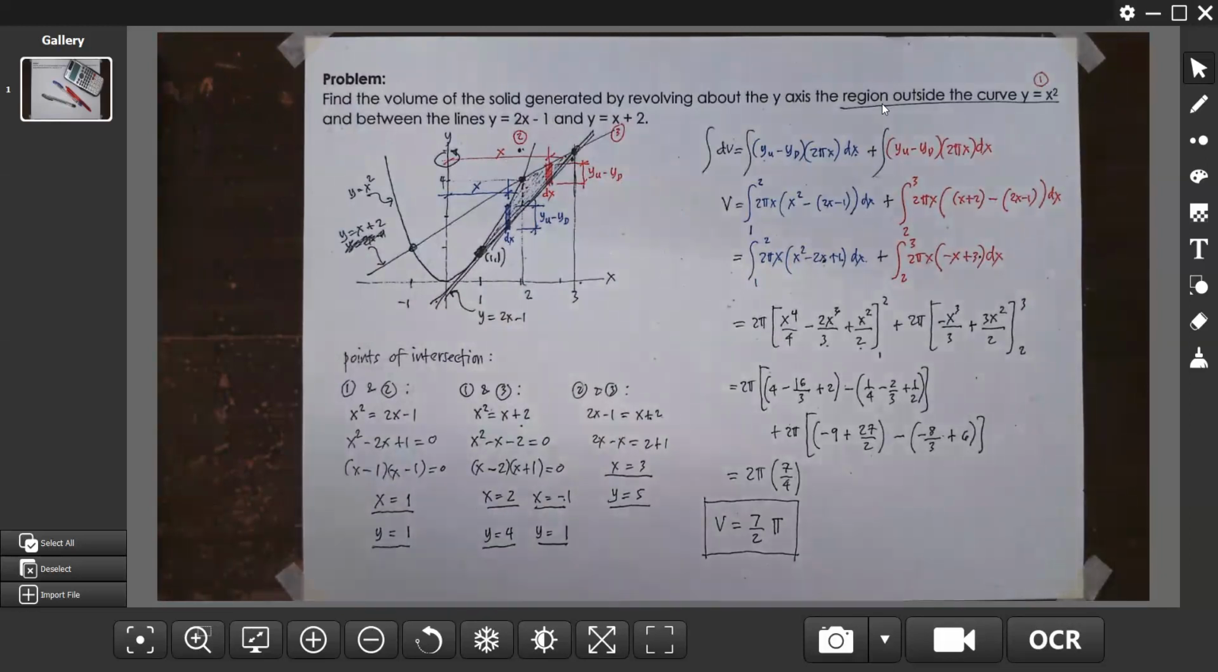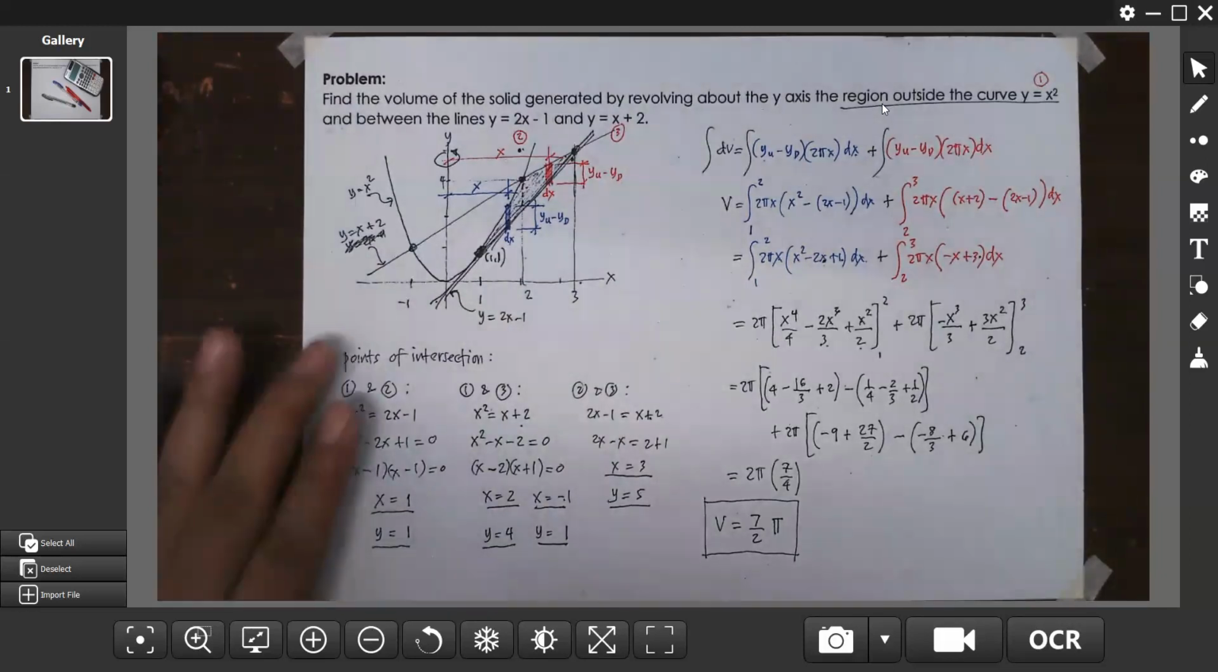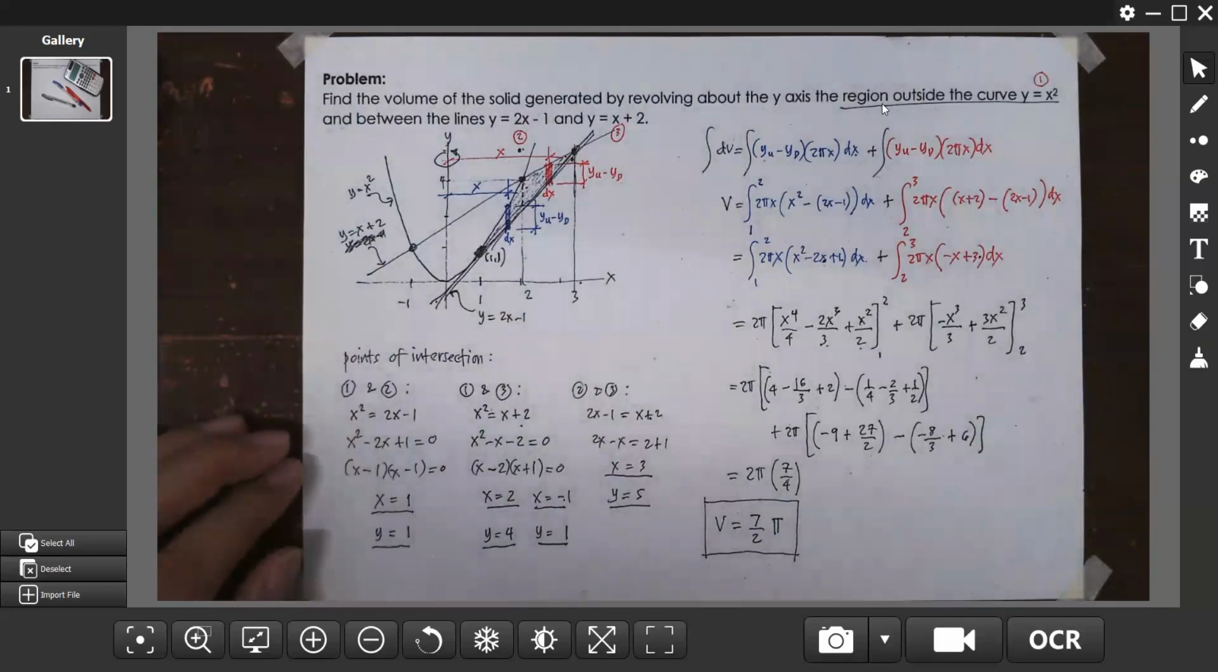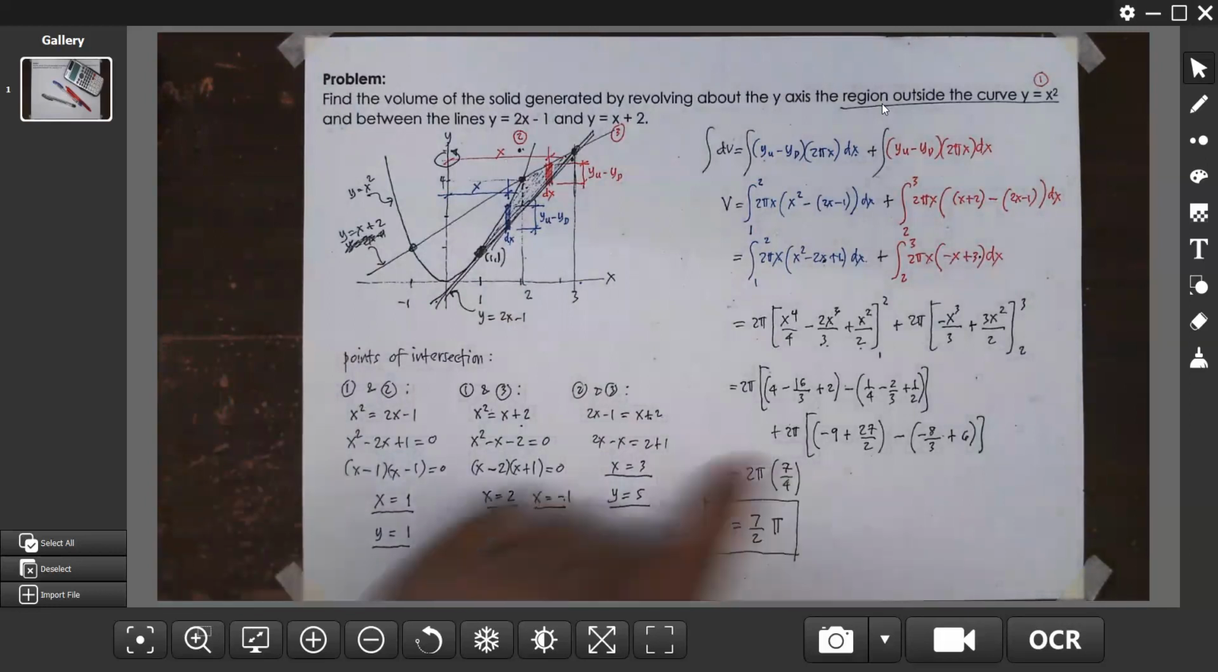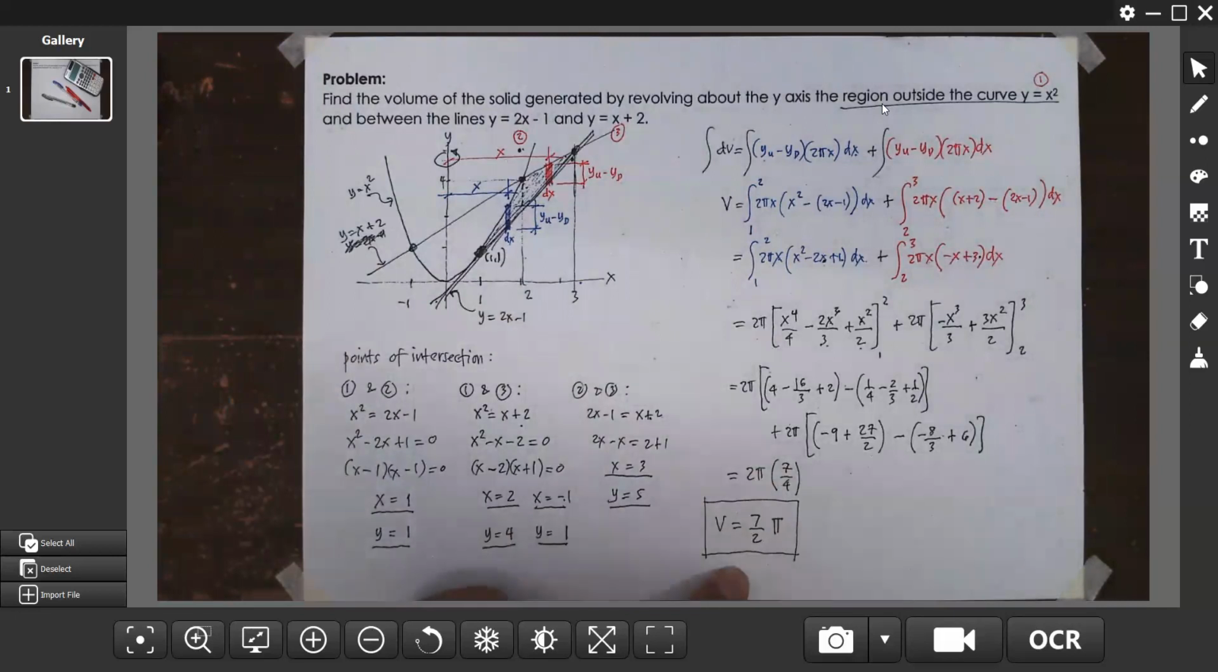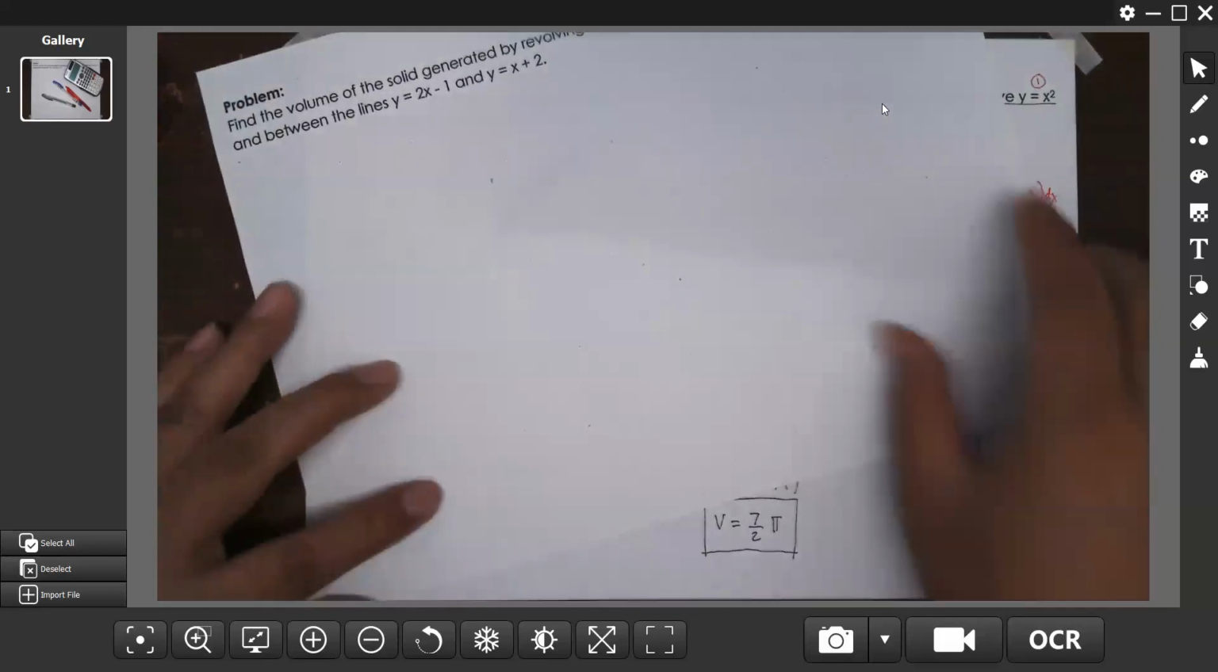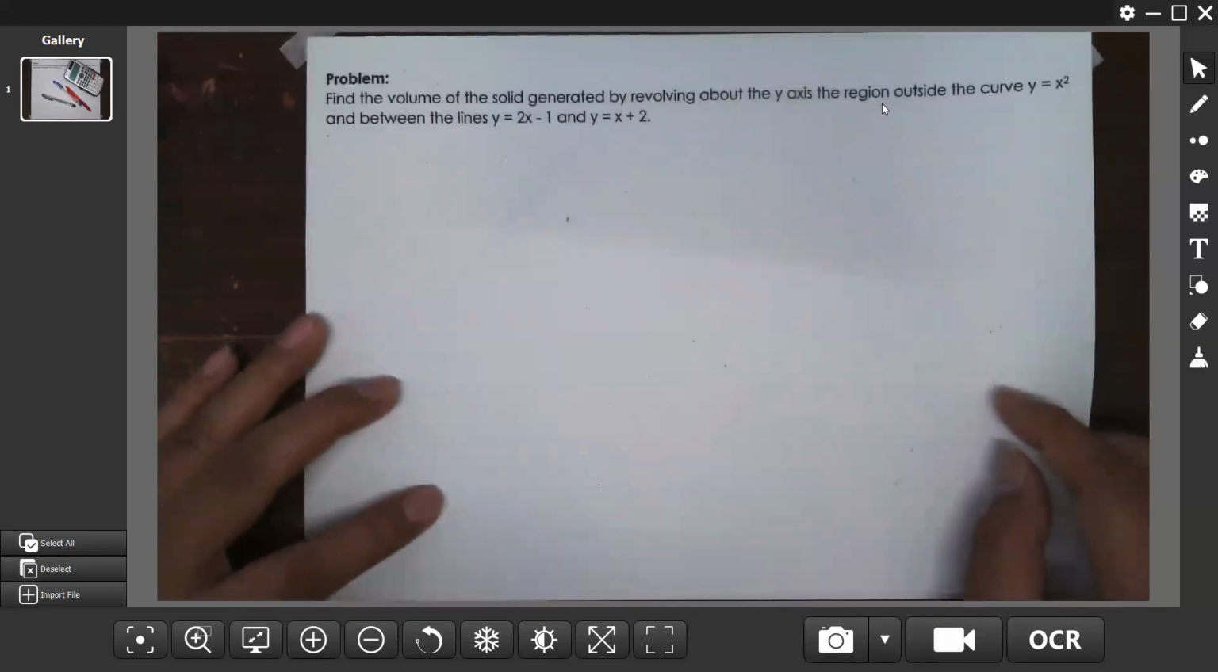Now, in this one, we are using the vertical strip. Second option is we will use a horizontal strip now. And let's check if we still have this volume, 7 over 2 times pi.